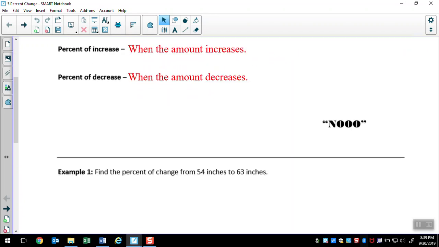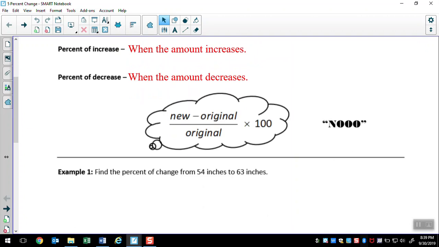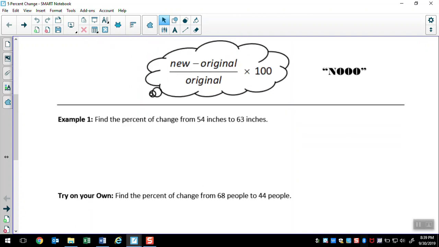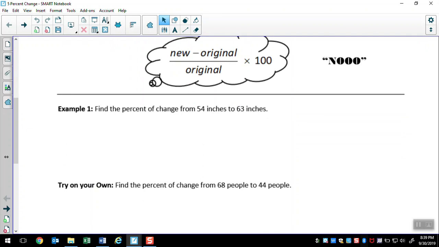So we have a little formula that helps us out. Here's what it looks like. We have our new minus original over the original times 100. So it's our new data point minus our original data point, and then divided by the original. So these two numbers here will always match. All right, let's put this into use.